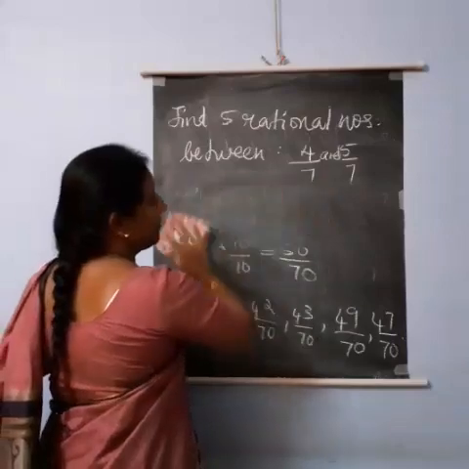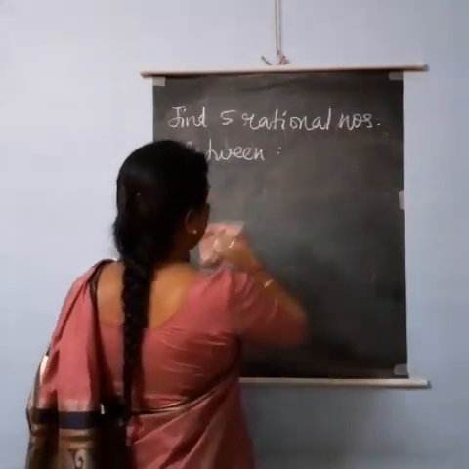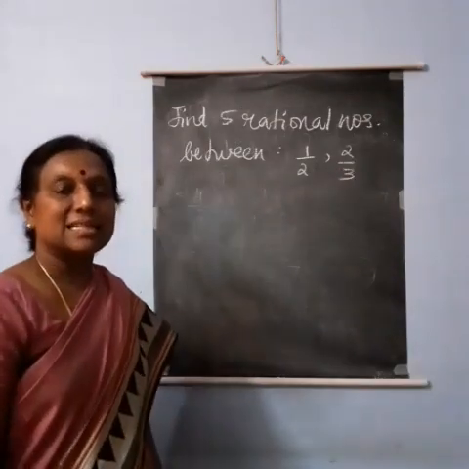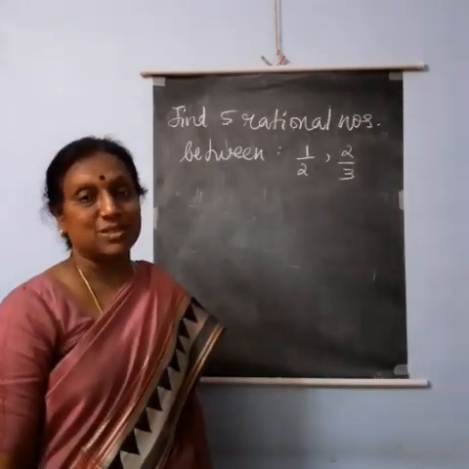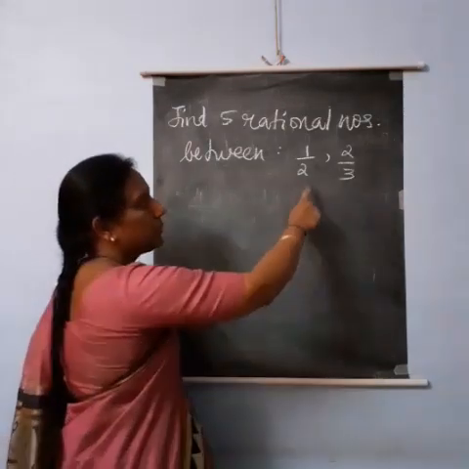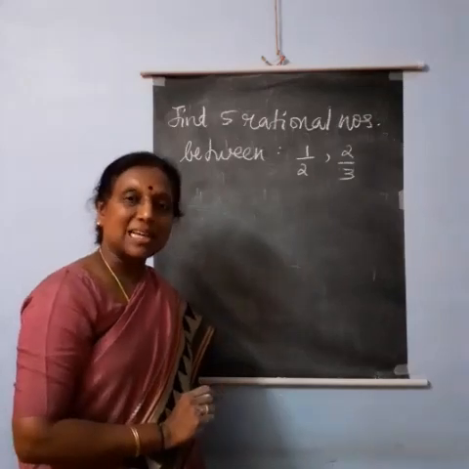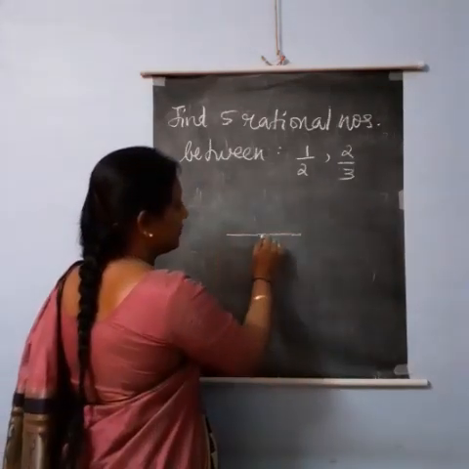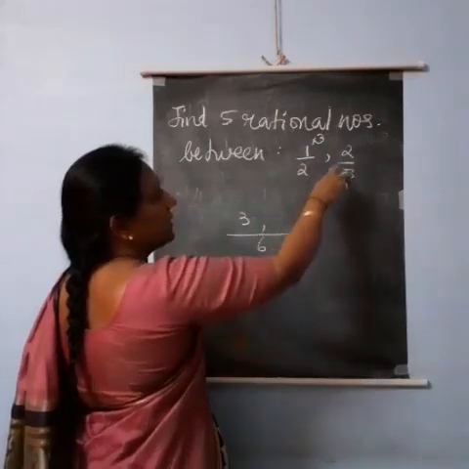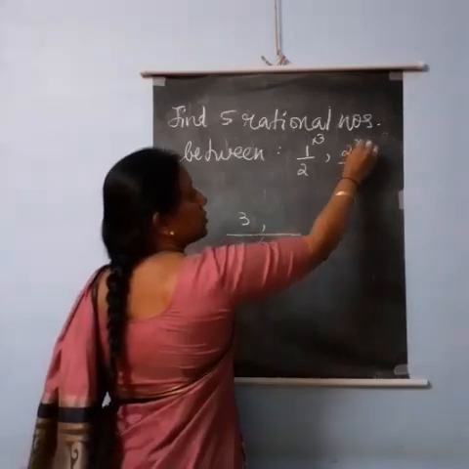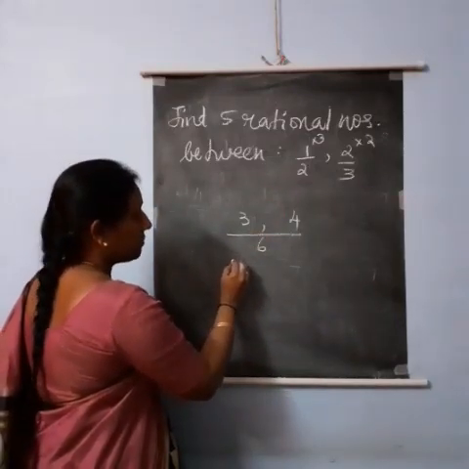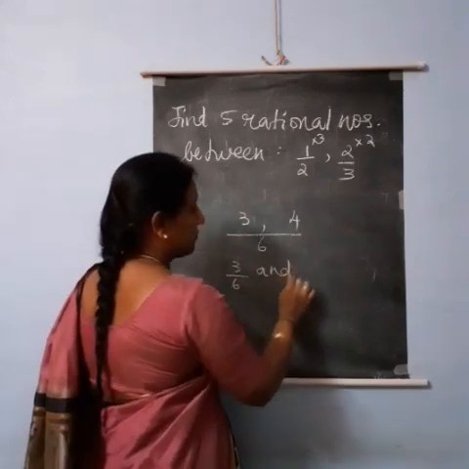Just say that they have given different denominators. Okay? Say they have given 1 by 2 and 2 by 3. In that case, how will you find fractions between these two when the denominator is not the same? So first bring it to the same denominator. Find the LCM of 2 and 3. What is the LCM for 2 and 3? 6. So if 6 is the number, 2 will go into 6 how many times? 3 times, so 3. And 3 will go into 6 how many times? 2 times, so 4. So the two fractions will become 3 by 6 and 4 by 6.